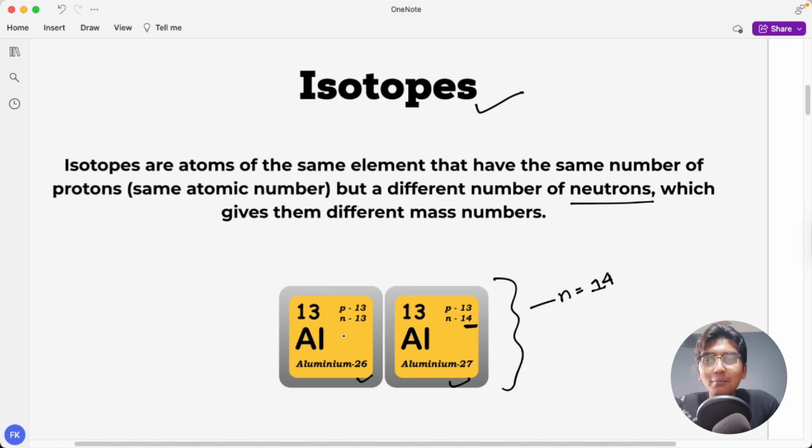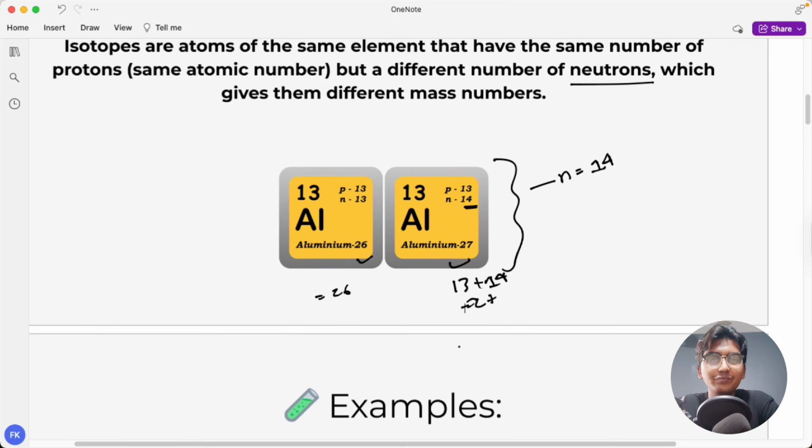Let's calculate it. Mass number is proton plus neutron, as electron has negligible mass, right? Let's look at this. Proton number 13, neutron number 13, total 26. That's why it's called aluminium 26. Now we have aluminium 27, which has 13 plus 14, which is 27, right? They have a different mass number.